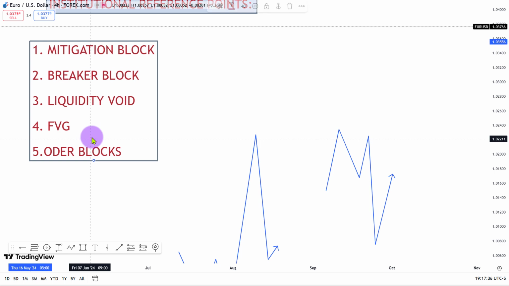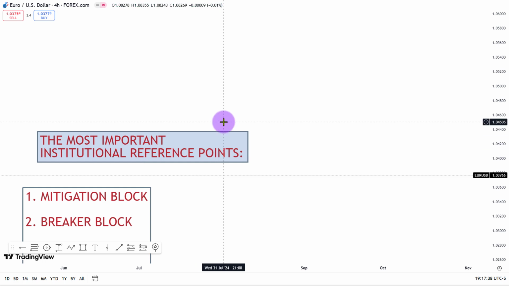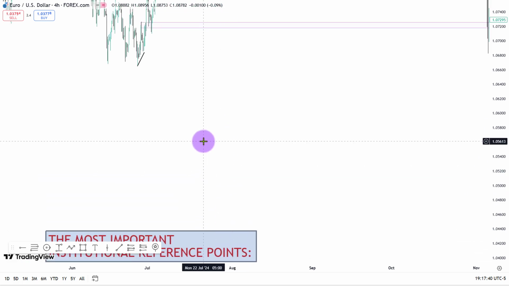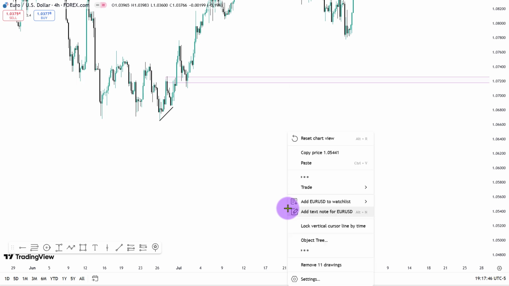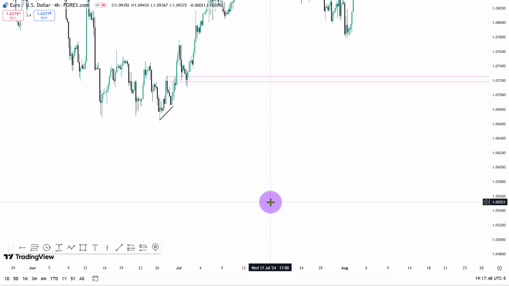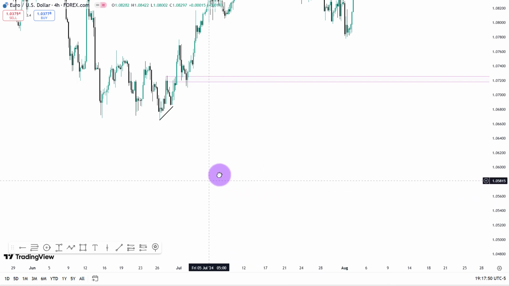All right, then let's go to the chart. Today I just want to show you only one example, which is the first one we just started. We're going to be looking at the mitigation block. There are actually 2 types of mitigation block. You either have a bullish or a bearish mitigation block.